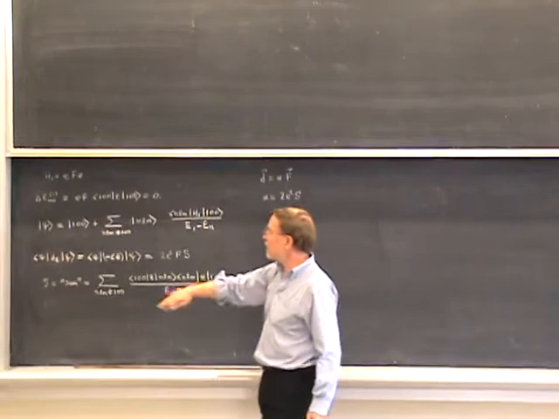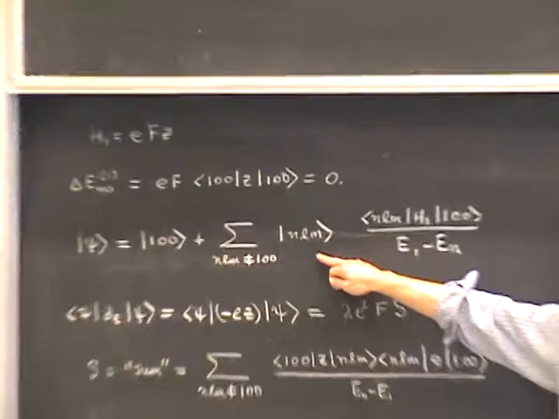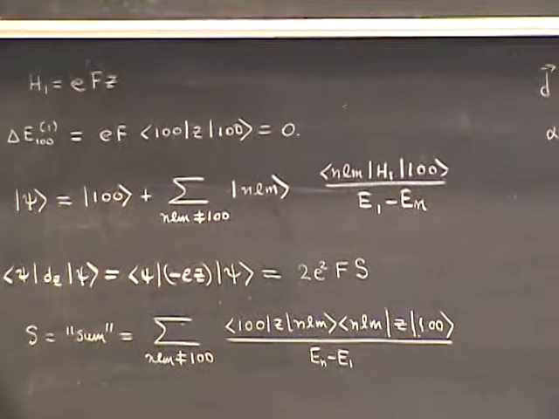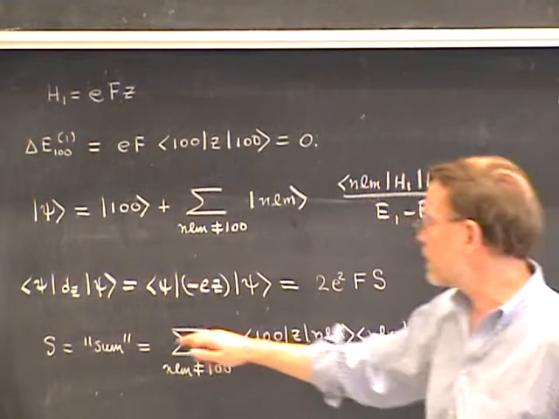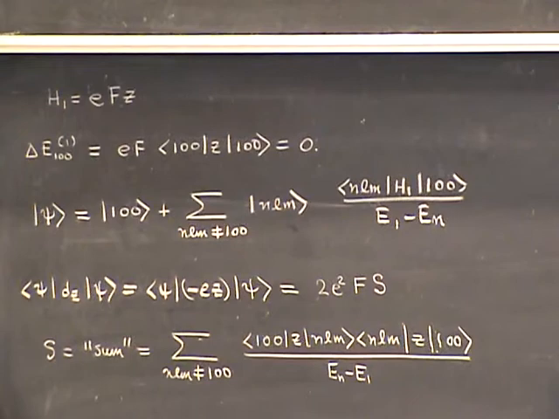It's a linear combination of all states other than the ground state. So these are all states orthogonal to the ground state, with coefficients that come out of perturbation theory. And then from that, we evaluate the expectation value of the z component of the dipole operator, which is minus ez. The result was a non-zero answer, showing that in the presence of the electric field, there actually is a dipole moment to the ground state of the hydrogen atom.